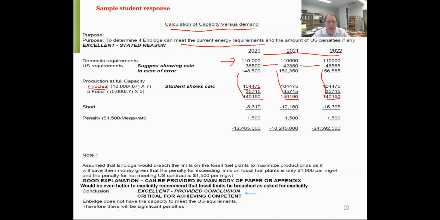Assume Enbridge would breach the limit on the fossil plant to maximize production. They'll save money, given that the penalty for exceeding on the fossil plant is only 1,000 per megawatt, and the penalty for not meeting the U.S. contract is 1,500. Beautiful. I'm saying you could have done this either in the main body or in the Excel, whatever. Conclusion: Enbridge does not have the capacity to meet the U.S. requirement. We are going to be short. Therefore, there will be significant penalties.